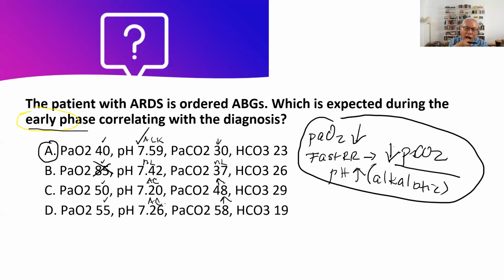All right. Honestly, tell me, did you understand how we went about selecting the arterial blood gas that is reflective of the early stage of ARDS? Do you want me to repeat or to briefly talk about ABGs?